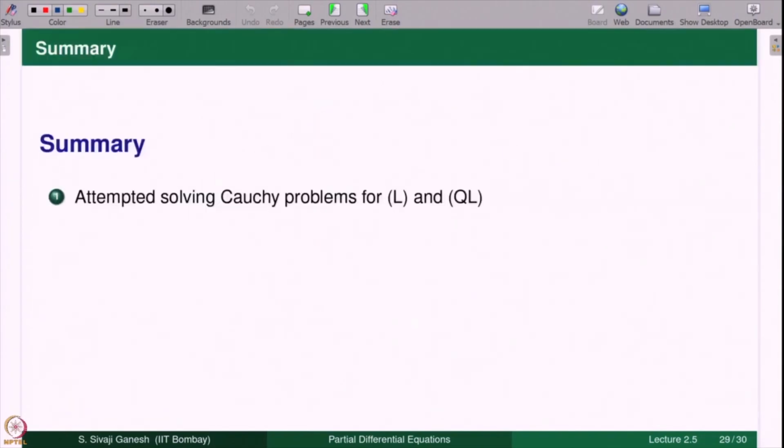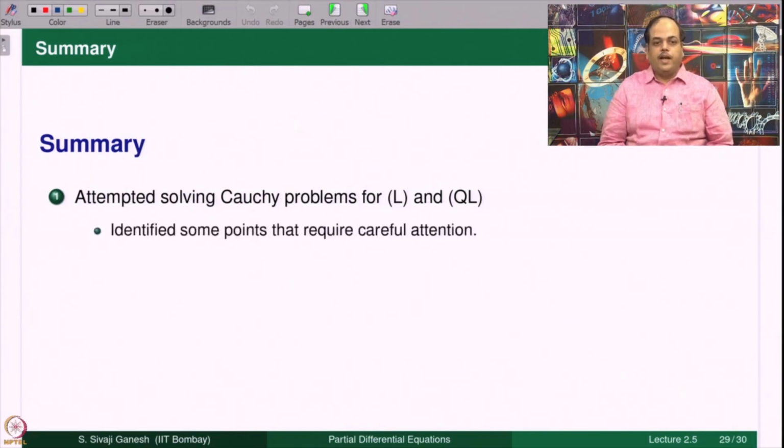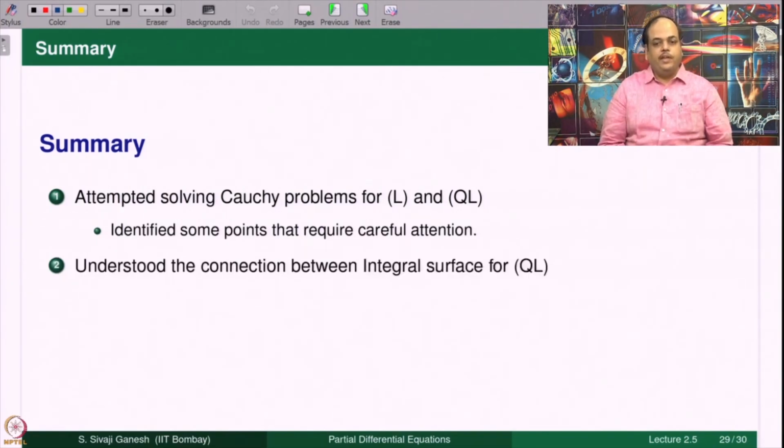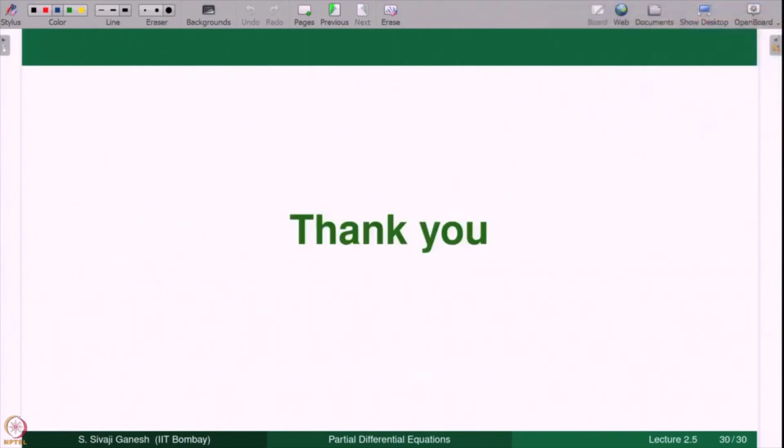Let us summarize what we did. We attempted solving Cauchy problems L and QL. We were stuck where we had to find that function, we stopped there. So, we identified some points that require careful attention, and then we understood the connection between the integral surface for a quasi-linear equation and the corresponding characteristic curves. We hope that this understanding will help us in solving the Cauchy problem for the quasi-linear equation. Thank you.